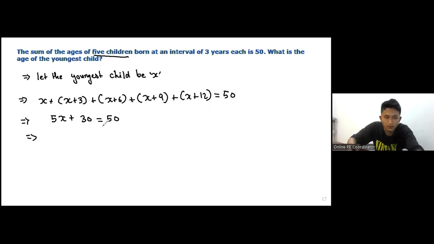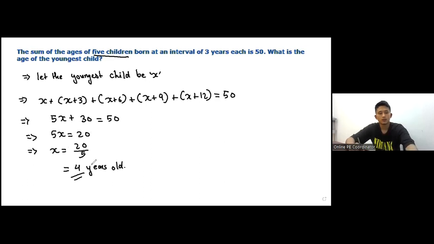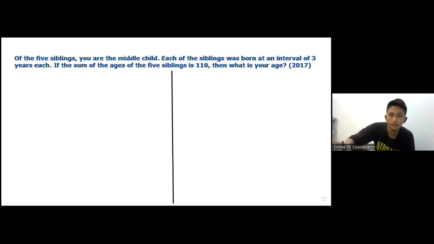Now, bring the 30 to the other side. So 5x will be 20. Bring this 5 to the other side and x will be 20 divided by 5, which is equal to 4. So the youngest child is 4 years old. Same answer.